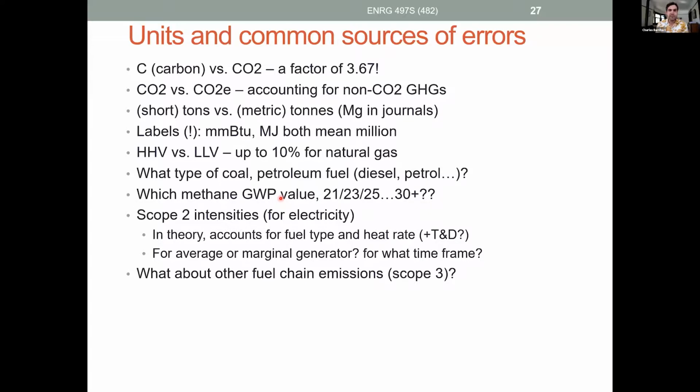Scope 2 intensities for electricity. Did people account for transmission and distribution losses, this 8% or 7% loss, etc.? Are they using average emissions or the marginal emissions of the generator? At different times of day, the actual carbon intensity of the grid could be very different than the average carbon intensity. Like in California at 2 p.m., the carbon intensity is super low because all the solar panels are going. Right at like 6:30 p.m., as the sun is setting in Los Angeles, carbon intensity goes way up, because they're turning on all these natural gas generators to feed all the air conditioners.